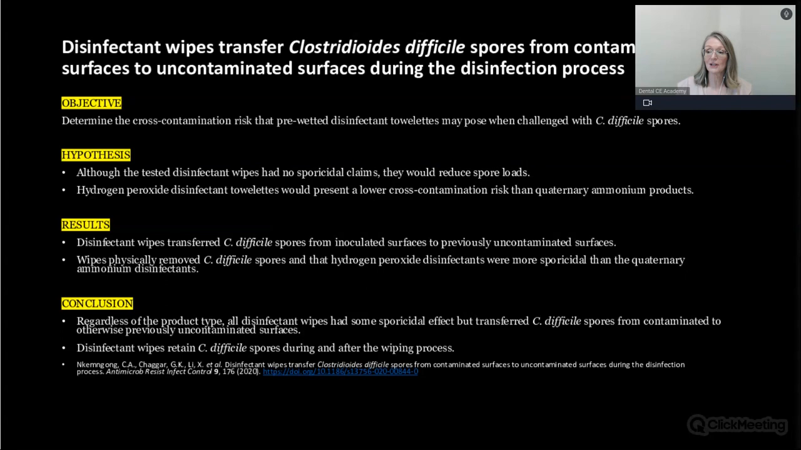You might see an EPA establishment number. Some of these companies will use this, and it's misleading. The EPA establishment number is where in the world it was produced, and it may not be EPA registered. So always double check that. Disinfectant wipes transfer Clostridium difficile spores from contaminated surfaces to uncontaminated surfaces during the disinfection process. They determined here that regardless of the product type, some wipes had the sporicidal effect, but they transferred the spores from contaminated to otherwise previously uncontaminated surfaces. And when they looked at the quaternary ammonium compounds, it caused more cross-contamination of C. difficile spores.